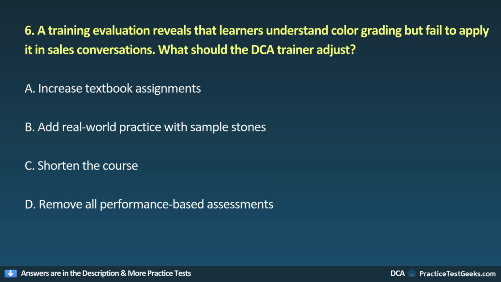6. A training evaluation reveals that learners understand color grading but fail to apply it in sales conversations. What should the DCA trainer adjust? A. Increase textbook assignments. B. Add real-world practice with sample stones. C. Shorten the course. D. Remove all performance-based assessments.